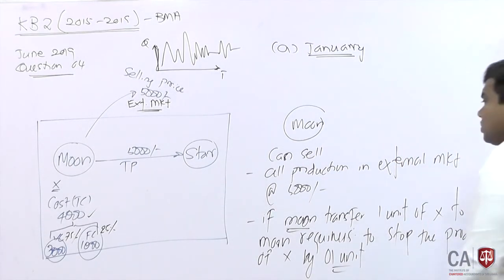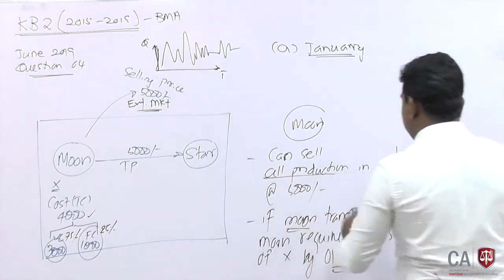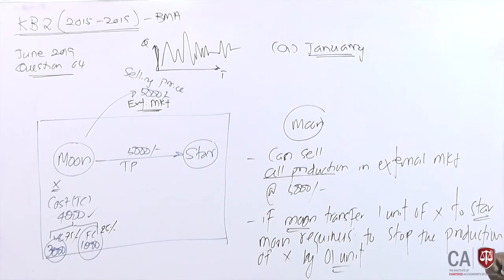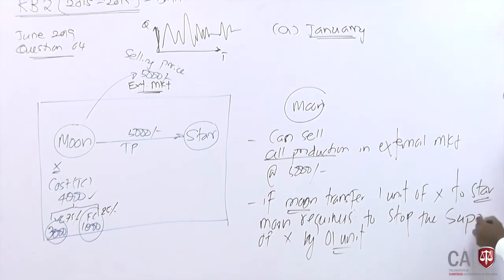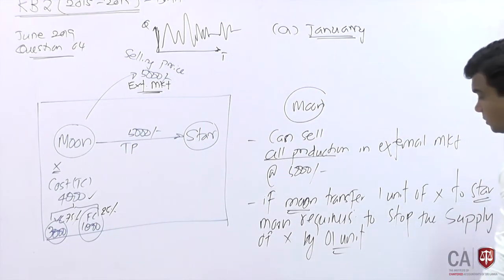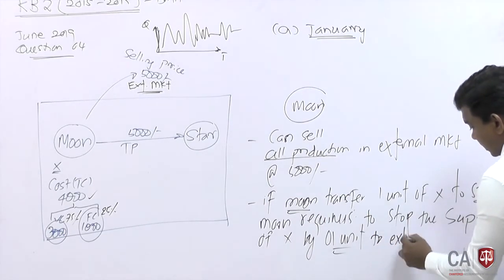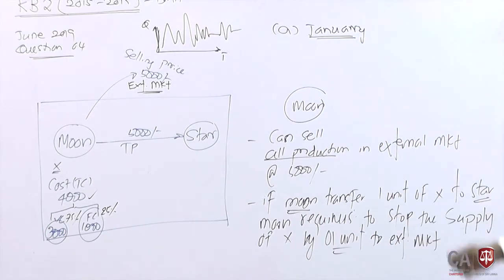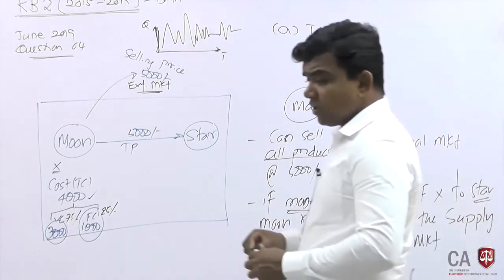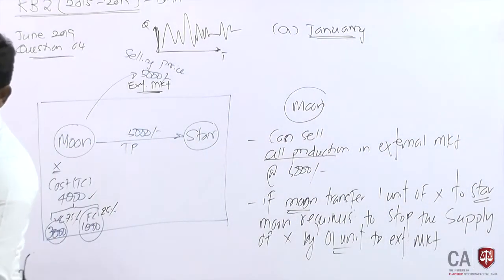Right. Now, Moon can sell all production in the external market at 5000. If Moon transfers 1 unit of X to Star, Moon has to stop the supply of X by 1 unit to the external market. Same thing, right? Then let's see, if Moon stops the supply of 1 unit of X to the external market, what will happen?